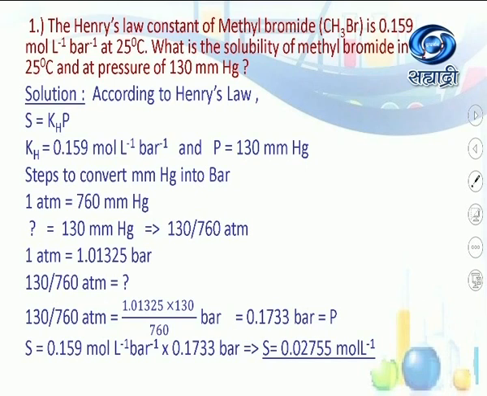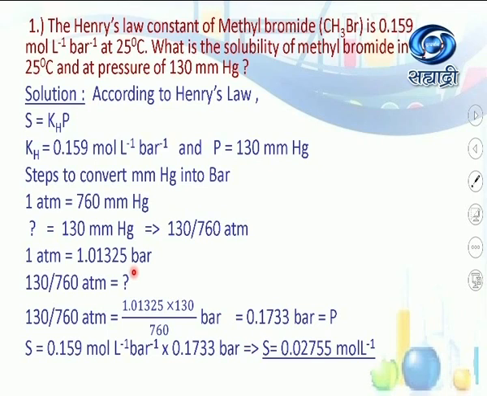How to convert it? We know that 1 atmosphere is equal to 760 mmHg. So convert this 130 mmHg into atmosphere. If 1 atmosphere is equal to 760 mmHg, 130 mmHg is equal to how many atmosphere? Cross multiplication. That is equal to 130 upon 760 atmosphere. Now, 1 atmosphere is equal to 1.01325 bar. You need to know this relation. So 130 upon 760 atmosphere is equal to how many bar?